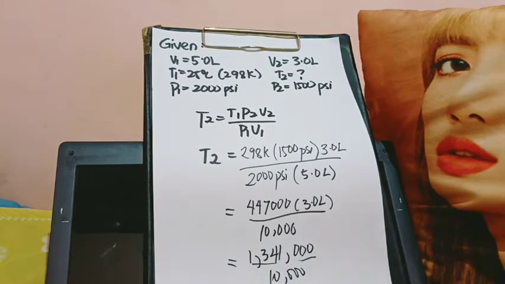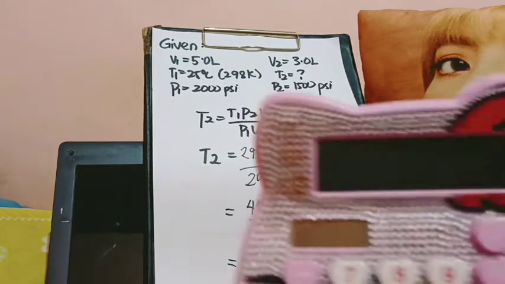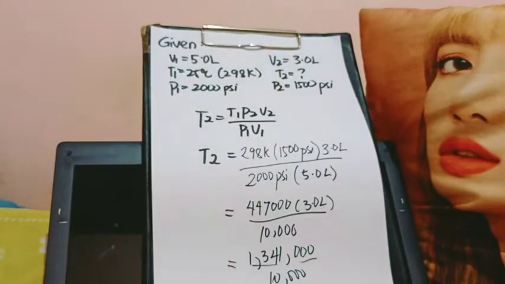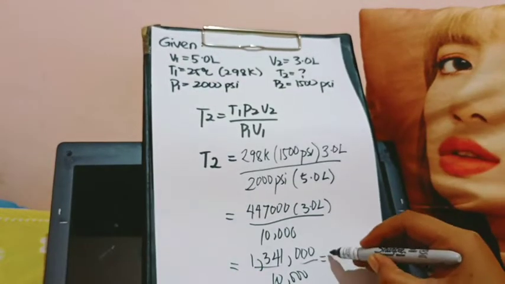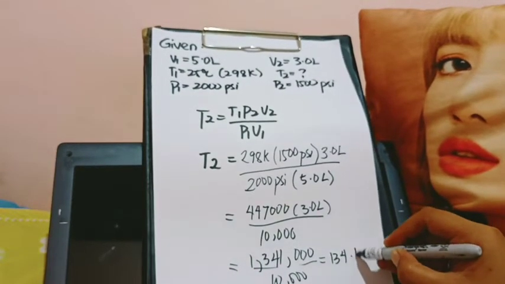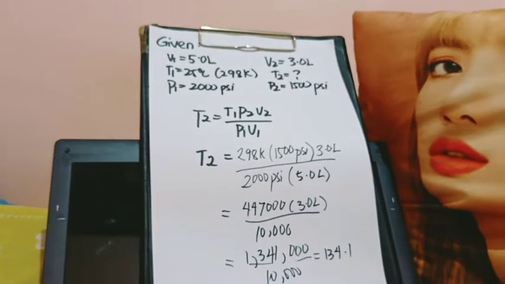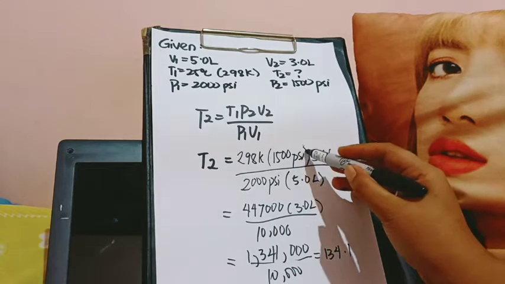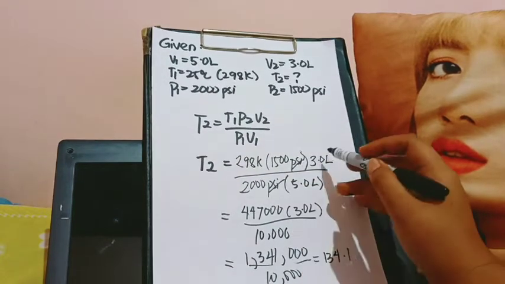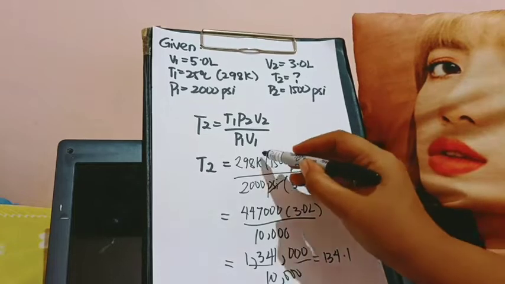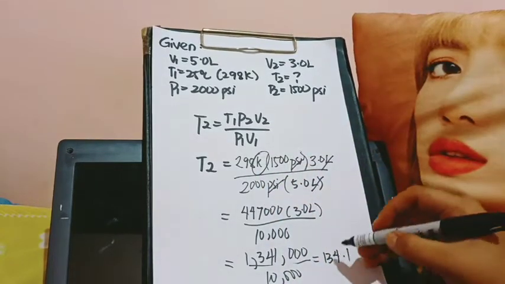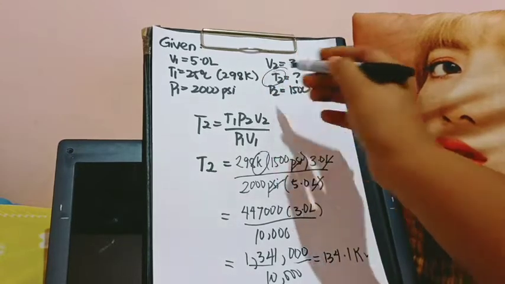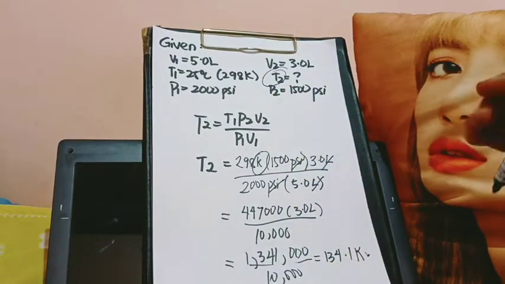So 1,341,000 divided by 10,000 is equal to 134.1. So ano pong ating gagamitin na unit? Cancel lang po natin ang parehas. So psi, liter, tsaka liter. So ang natira po is Kelvin. So 134.1 Kelvin po si T2. So yun po ang sagot.